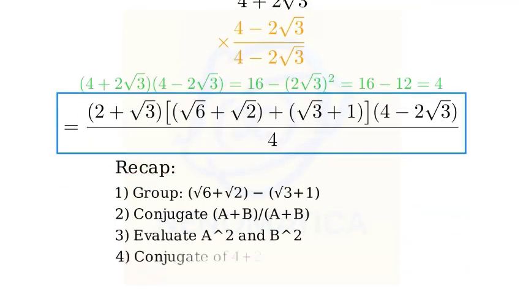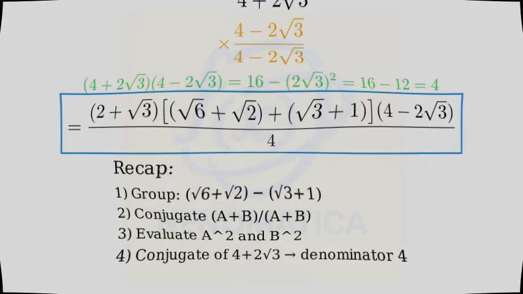Recap. 1. Pair the 4 radicals into 2 groups to form a minus b. 2. Multiply by a plus b over a plus b for a difference of squares. 3. Compute a squared and b squared exactly. 4. Multiply by the second conjugate to remove the remaining radical and finish with a rational denominator.